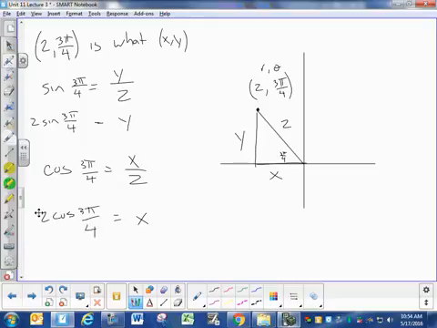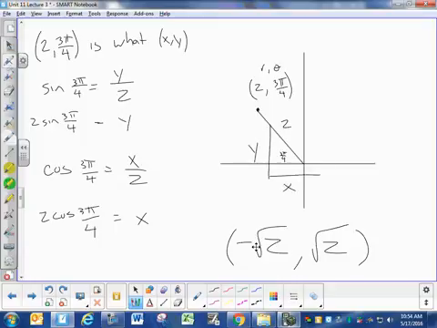Sine of 3 pi over 4 is positive root 2 over 2, times 2 is positive root 2. The cosine of 3 pi over 4 is negative root 2 over 2, times 2 is negative root 2. This should make sense. The x distance is the same as the y distance because we're at a 45-degree reference angle, and these distances are the same because we have an isosceles triangle. It's just in the correct quadrant, x being negative because cosine in the second quadrant is negative.